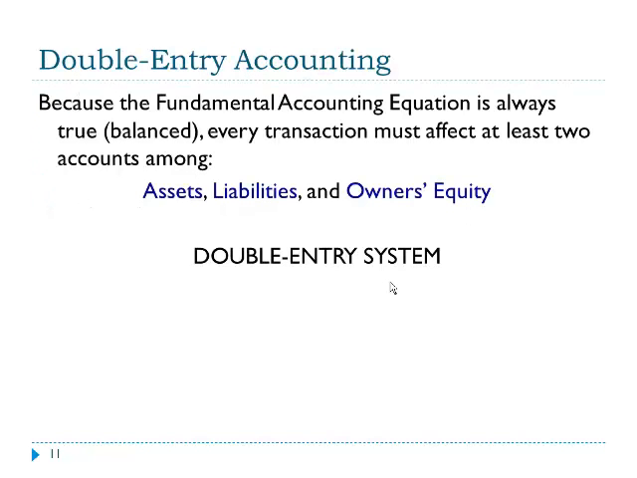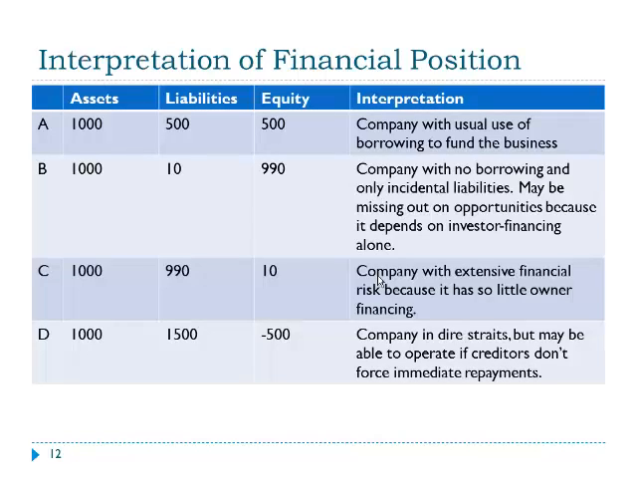Double entry accounting recognizes that when we have a transaction take place, we must have a change in at least two items from assets, liabilities, and owner's equity. Now, it could be changes in two assets, one increasing and one decreasing. More often, it's a change in an asset and a liability, or an asset and owner's equity, or any combination of two of those three items.